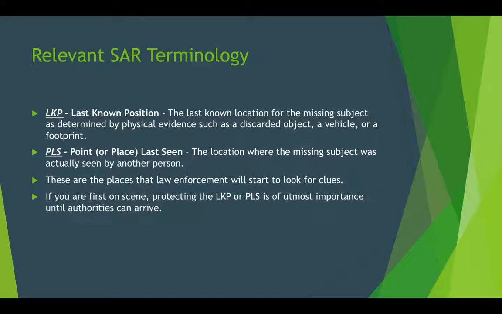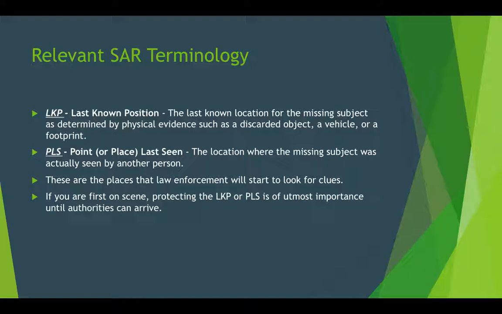Let's go over a couple relevant SAR terminology before we move on. The first is the last known position or the last known point. This is the last known location for the missing subject as determined by the physical evidence that we have to point us in the specific direction. That could include some kind of discarded object. It may be the vehicle that was left in a parking lot, or it could be a footprint. Knowing the last known point or position is an important part of establishing the beginning point of any search and rescue.